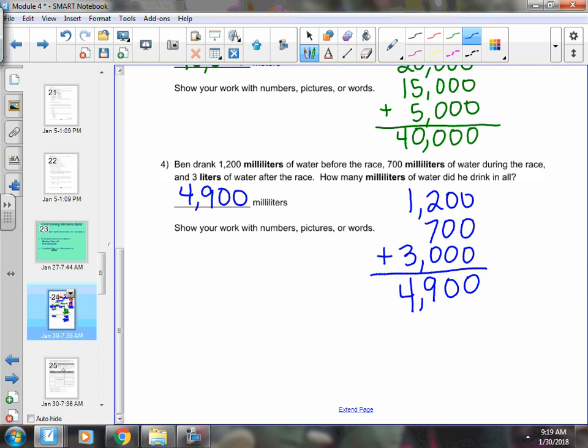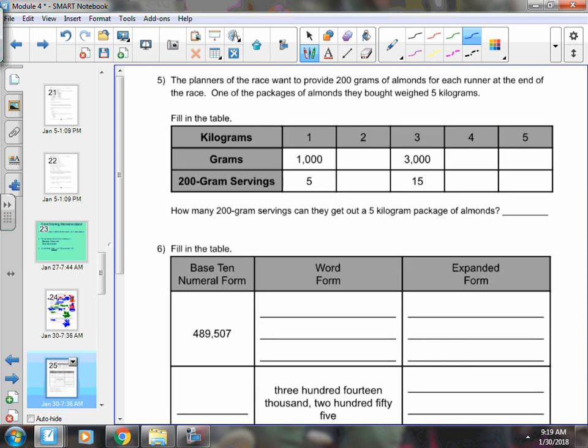Page 2. The planners of the race want to provide 200 grams of almonds for each runner at the end of the race. Remember, a gram is about a paper clip. So 200 paper clips, it's like a big handful. I'm trying to think that's probably a nice big handful of almonds as well. One of the packages of almonds they bought weighed 5 kilograms.